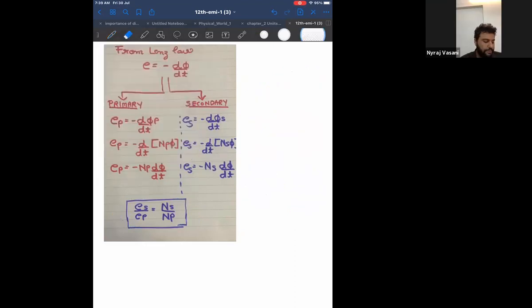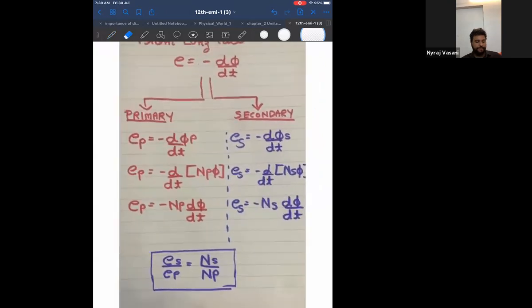Now I'll show this page. Now, if I apply Lenz law to the primary coil, I will get EP is equal to minus NP d phi by dt. Now, if I apply Lenz law to the secondary coil, I will get ES is equal to minus NS d phi by dt. Can I write this? Yes.